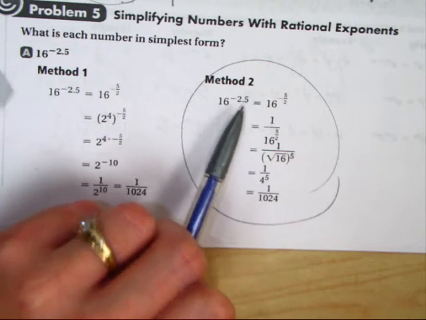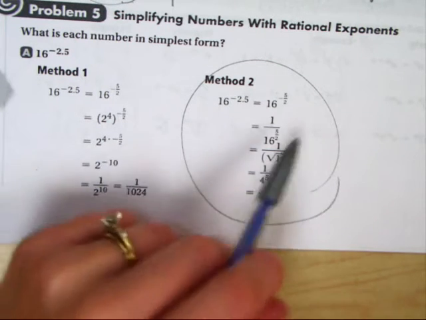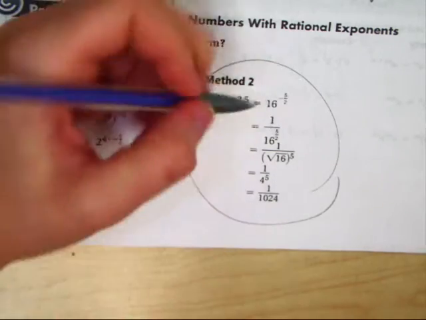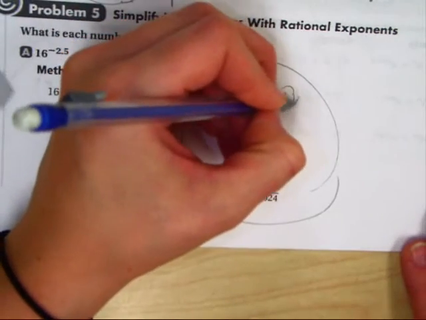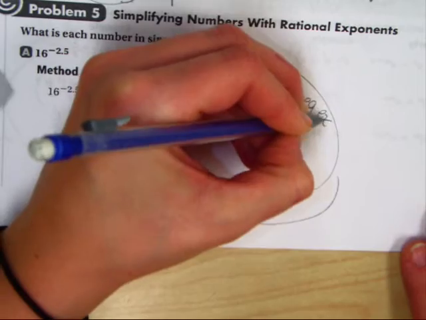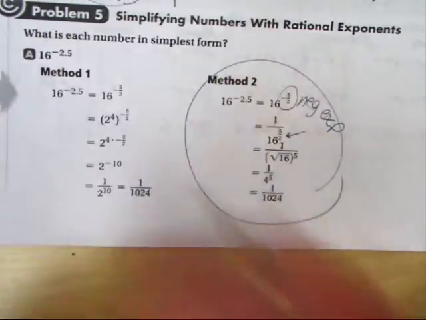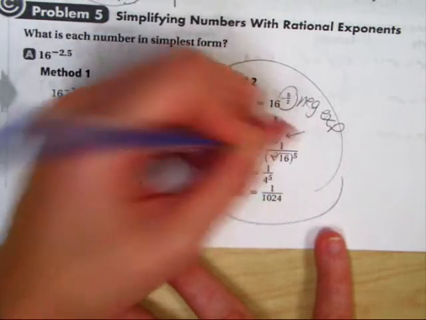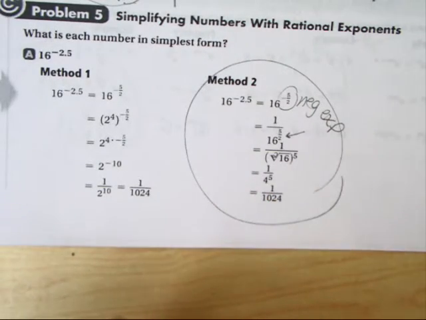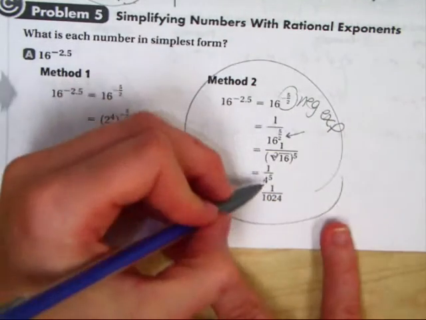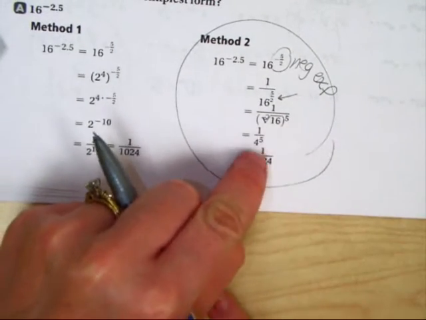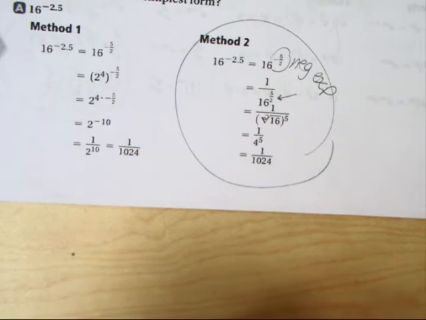They have 6 to the negative 2.5. Well, they made it a fraction, negative 5/2. Then, because it was a negative exponent, they moved it to the bottom. Then they made it the square root of 16. They knew that the square root of 16 was 4, and they know that 4 to the 5th is 1024.